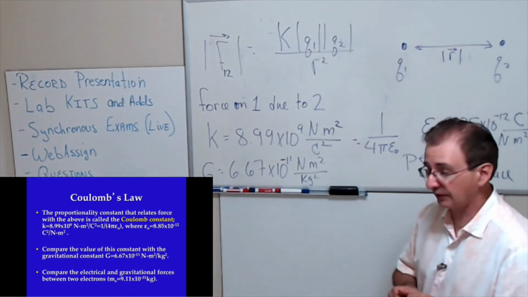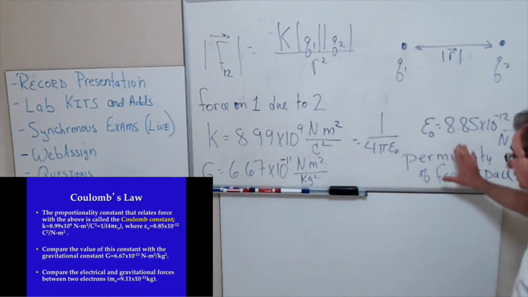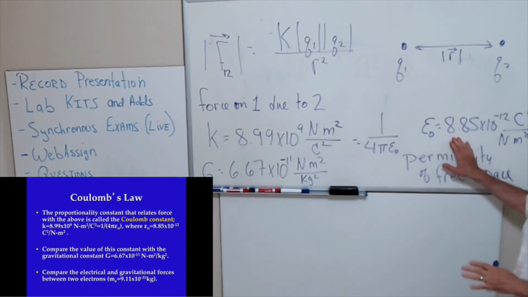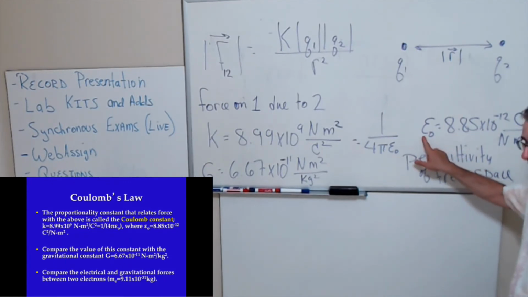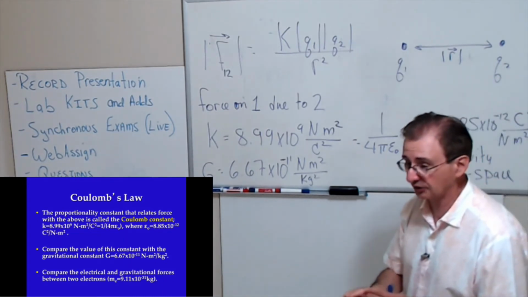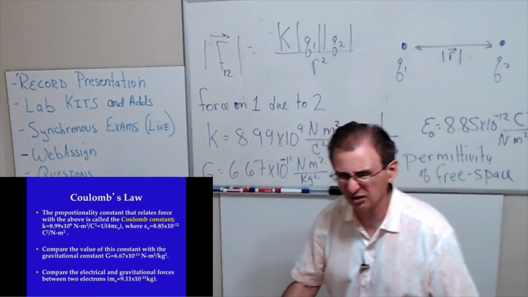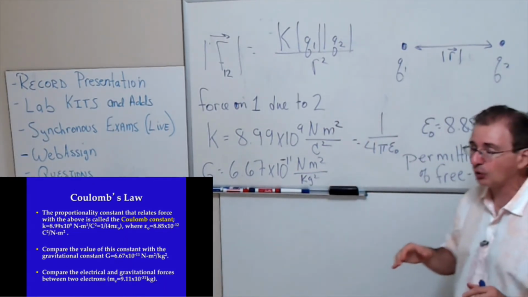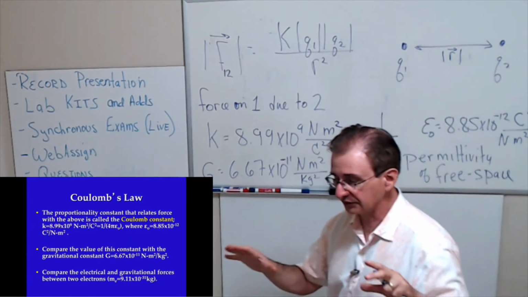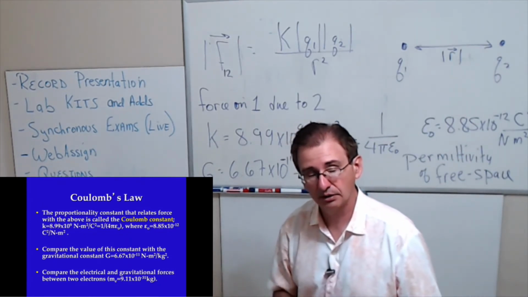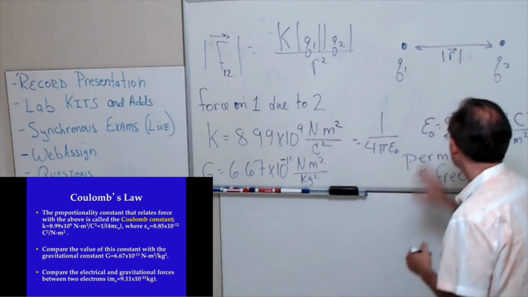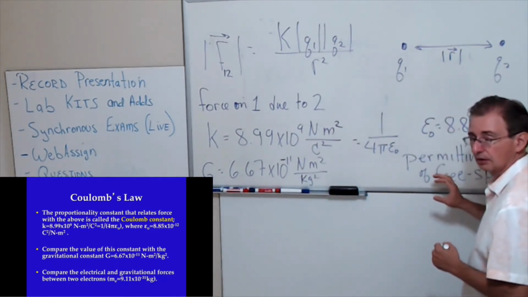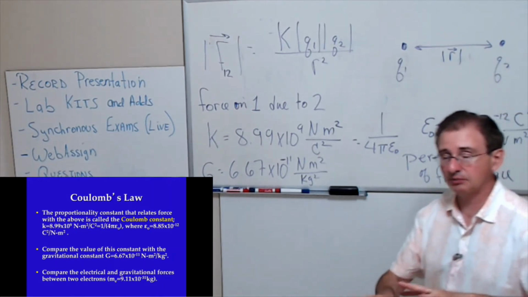This is the value for vacuum. For well-behaved insulators, the permittivity is a multiple of this, this times some number. That number, that constant, is called a dielectric constant, and it depends on the material. We'll learn about that later. What this represents is how well the fields penetrate a material. The bigger the permittivity, the less the fields will penetrate the material.